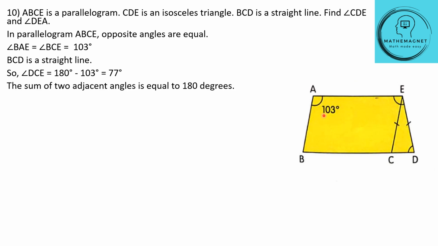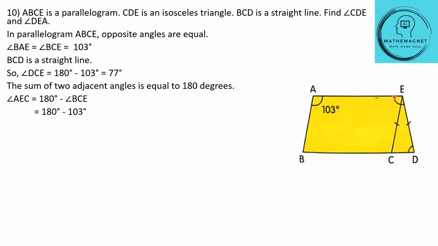Now we know angle DCE is 77 degrees, and we also know this DCE is an isosceles triangle. In an isosceles triangle, the angles opposite the equal sides are equal. So angle DCE will be equal to CDE, which is equal to 77 degrees, because we just found DCE is equal to 77 degrees.